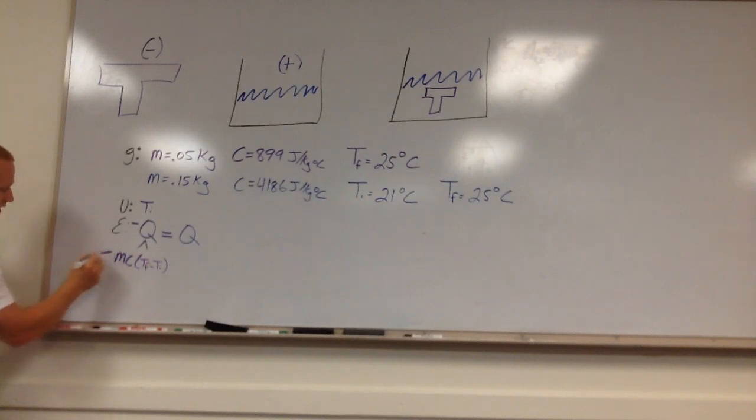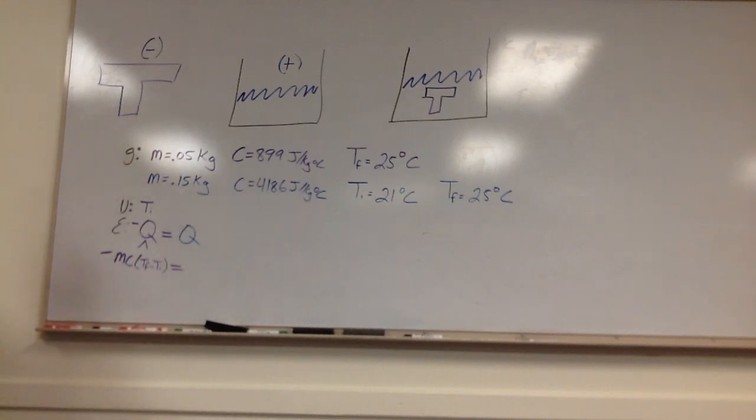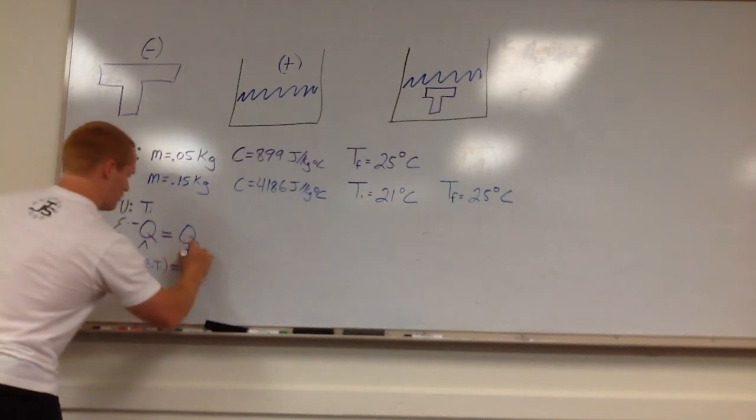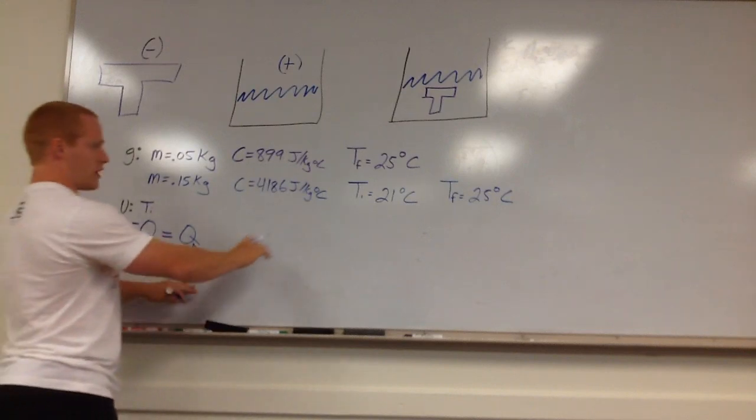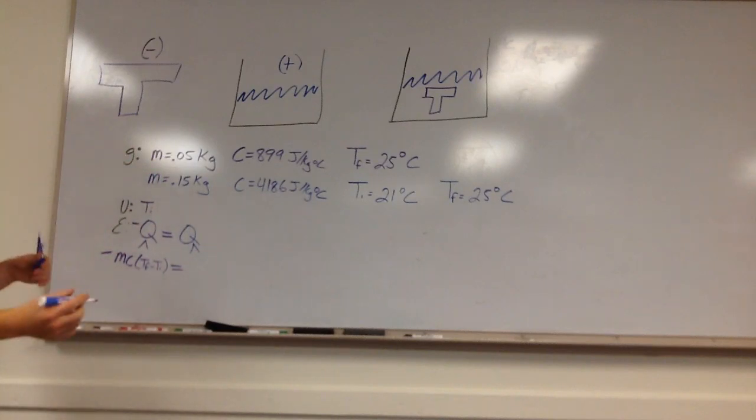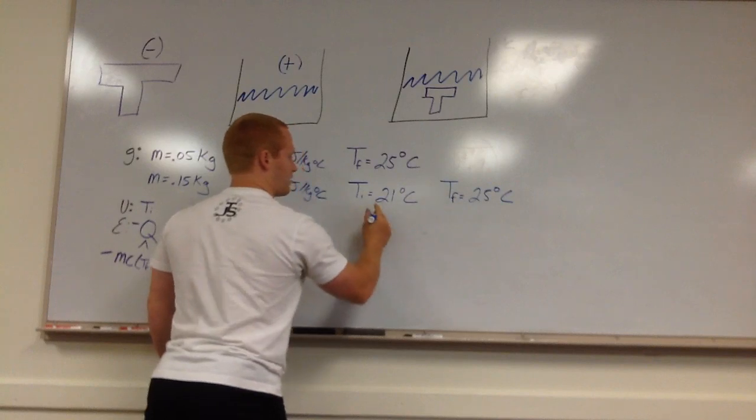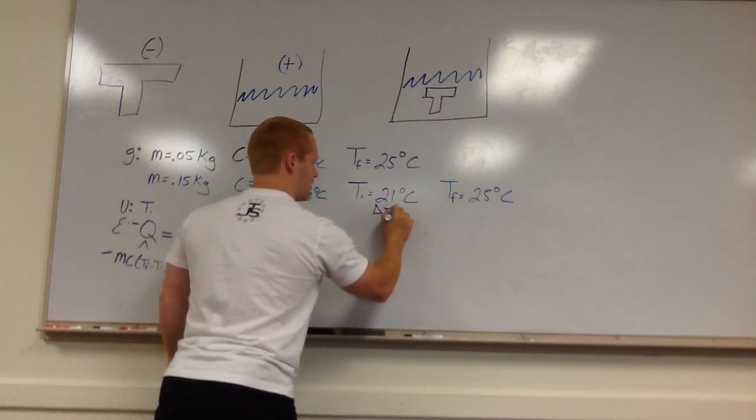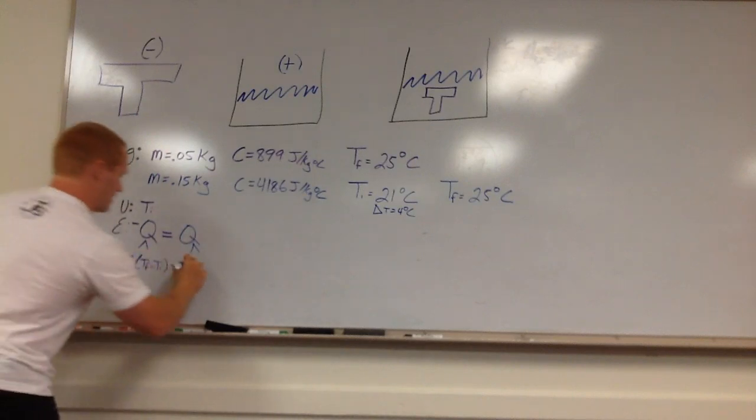Do not forget your negative. Your negative needs to be out here or else it will mess you up. It is going to be equal to MC delta T. Although notice we have our TF and TI. Remember, delta T is just your final minus your initial: 25 minus 21. Delta T is equal to 4 degrees Celsius. I'm just going to do MC delta T.